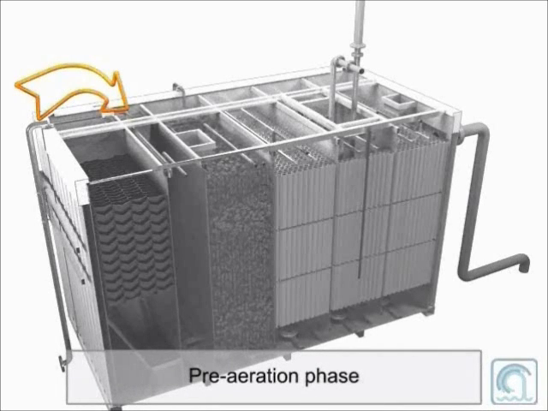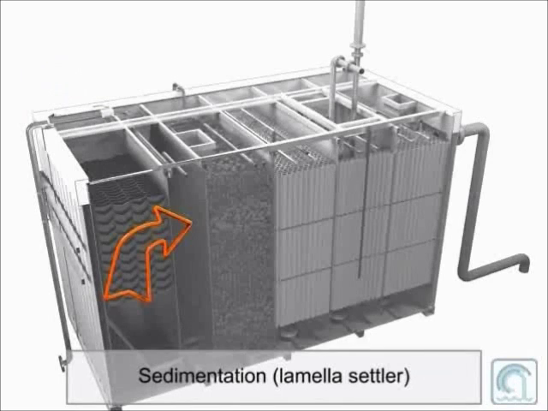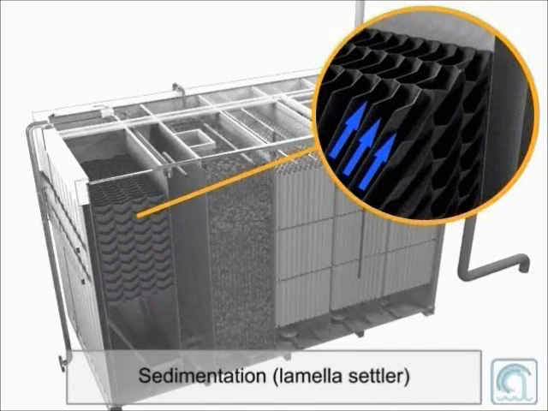When first entering the treatment plant, the influent goes through a pre-aeration phase. The purpose of this first stage is to pre-aerate the flow at a level sufficient to prevent anoxic conditions. In the next stage, sedimentation takes place through a lamella settler. The lamella settler accelerates the settling, accumulation, and thickening of solids at the bottom of the hopper.